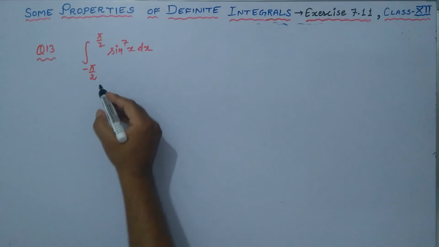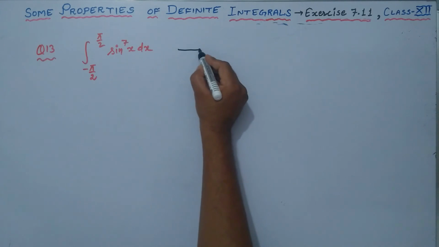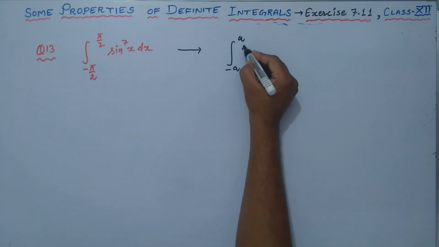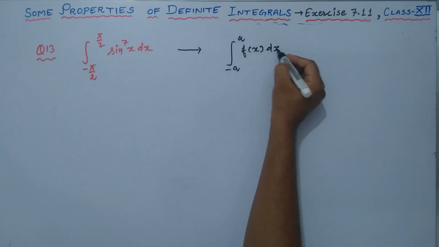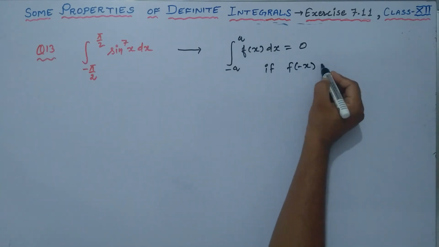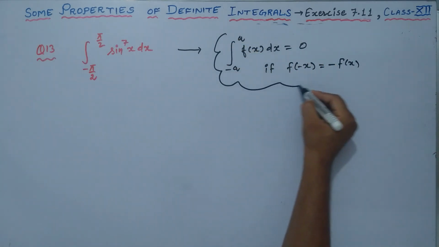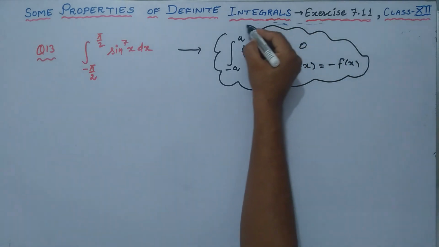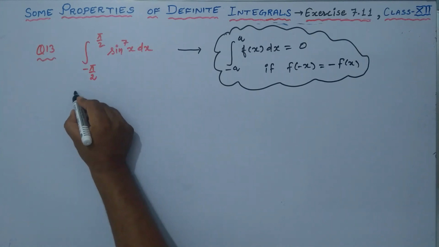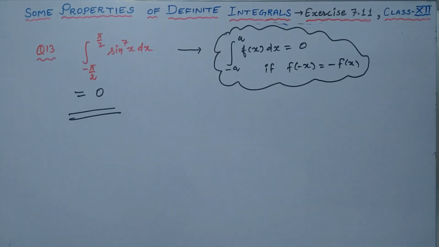Question number 13 is integral from minus pi by 2 to plus pi by 2 of sine raised to power 7x into dx. Here once again we know the property, integral from minus a to plus a of f of x dx is equal to 0 if f of minus x is equal to minus f of x. So this means if the function is odd function, because here power is 7, so function is odd function, so what we say, the answer is 0. So this is the final answer of this question.